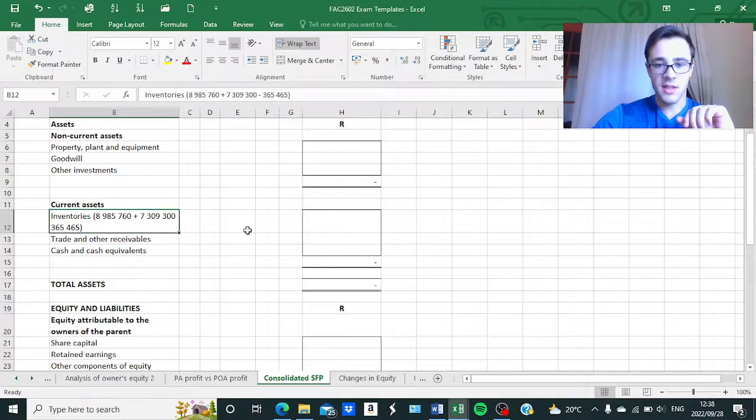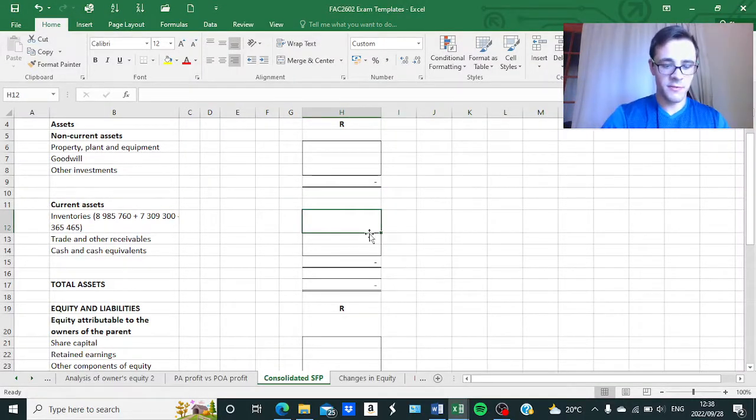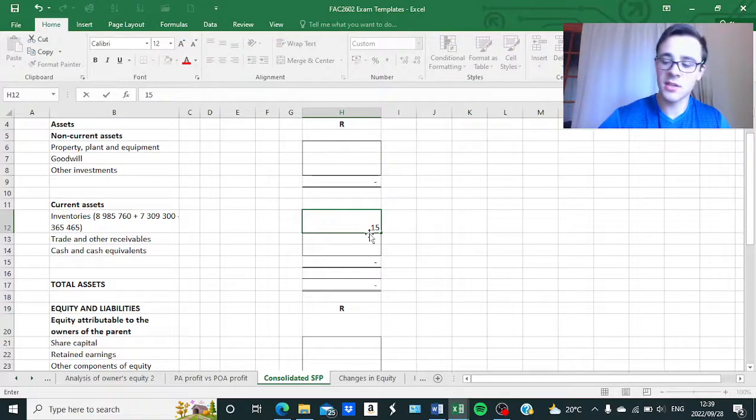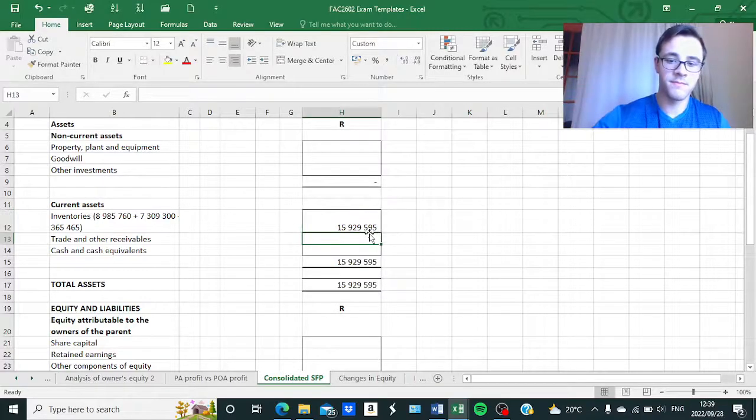Okay, and then you can calculate your value for inventory for the group. 8,985,760 plus 7,309,300, and then you subtract 365,465 because inventory was credited, and then you should get an amount of 15,929,595. Okay, that is the value of inventory for the group.